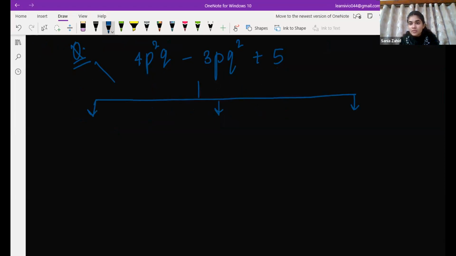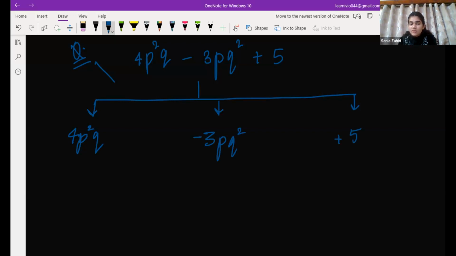What is the first term, Razan? 4p square q. Yeah. Manha, now what is the next term? Minus 3pq square. Very good. And what is the third term, Razan? Plus positive 5. So these are the three terms of this expression.